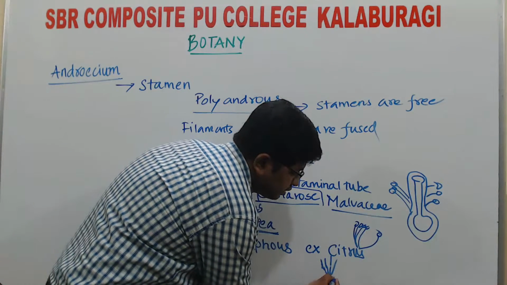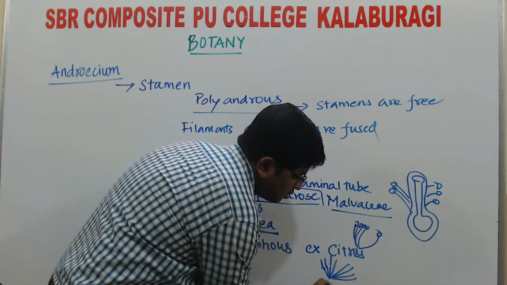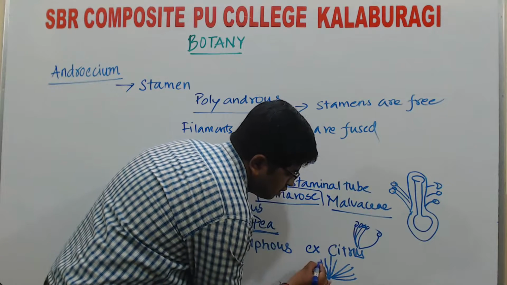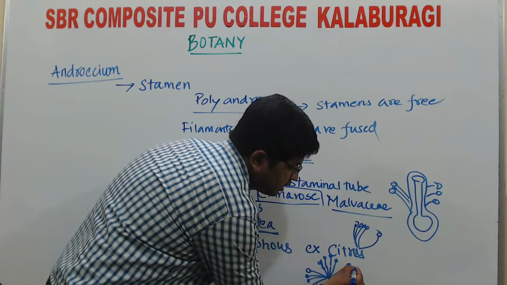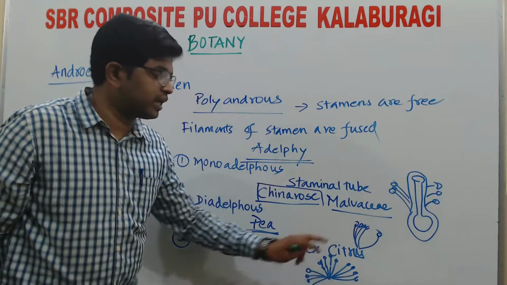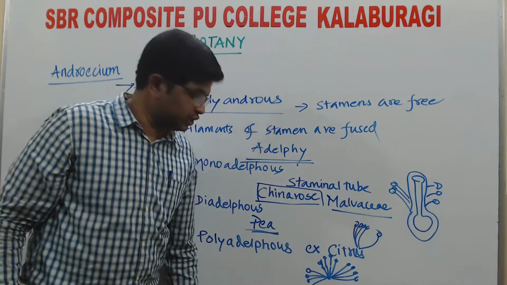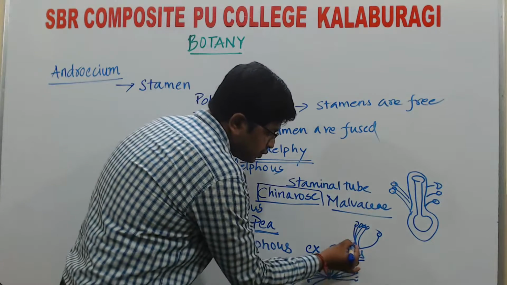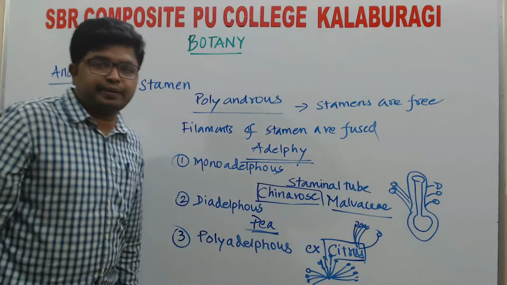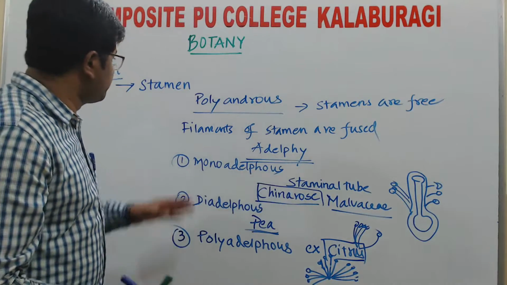If stamens are present in multiple bunches, more than 2 bunches, then we call it polyadelphous condition. Example, citrus is very important. Remember, citrus is very important. I hope it is clear to you.